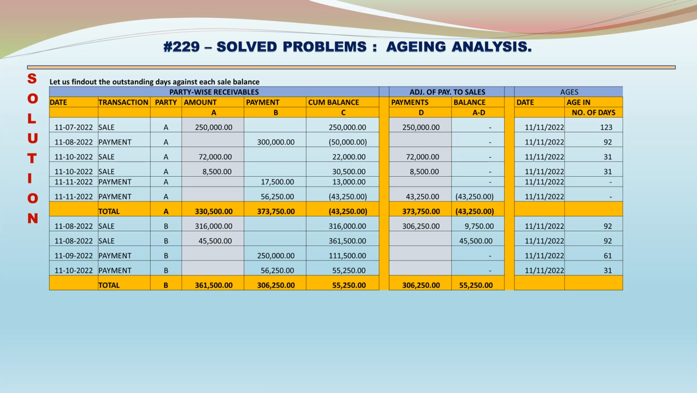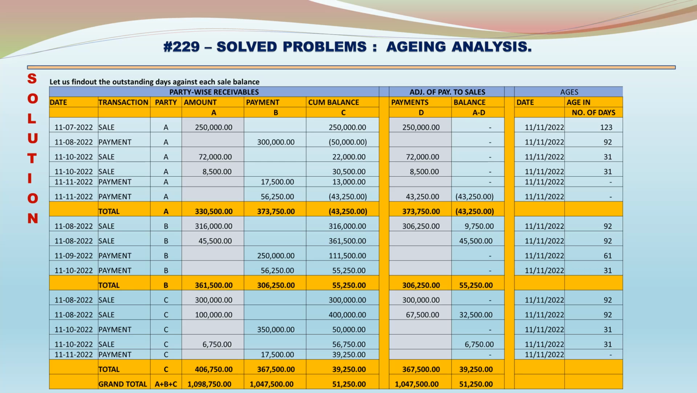When it comes to B, it is 92 days on the sale to him on 8th November, 316,000. 92 days on the sale of 45,500 on 8th November. 61 days on the payment by him on 9th November. 31 days on the payment by him on 10th November. When it comes to C, it is 92 days on the sale to him on 8th November, 92 days on the sale to him on 8th November, 31 days on the payment made by him on 10th November, 31 days on the sale to him on 10th November.